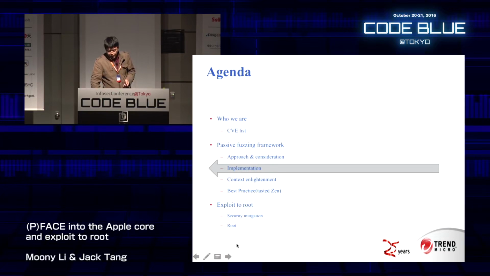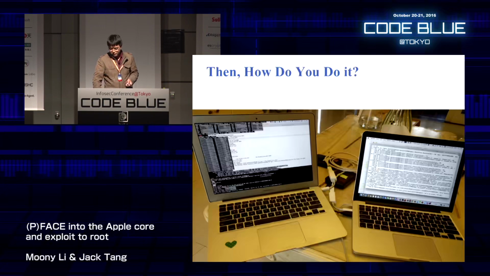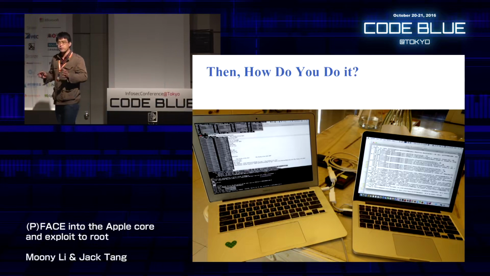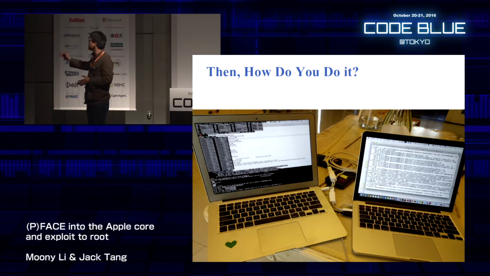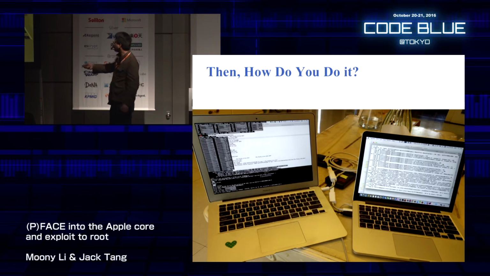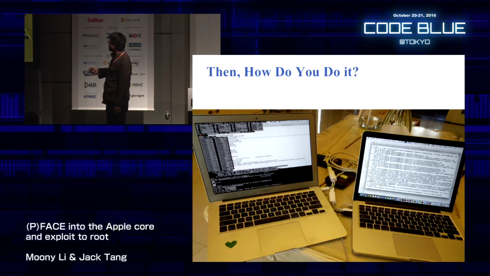Okay, and then I will introduce the implementation in detail for you. First of all, let's take a glance at our normal routine. This is the real picture of our fuzzing. On the left one, we call it a server machine, and the right one, we call it a client machine. We use the sandbox connection to debug the server machine using our client machine if the server machine crashes.